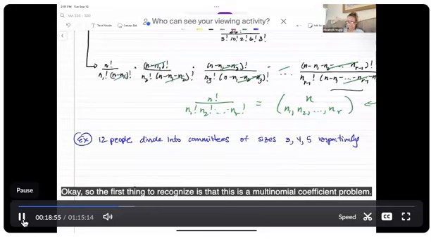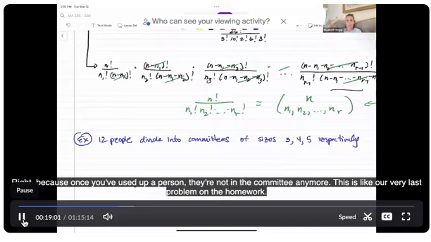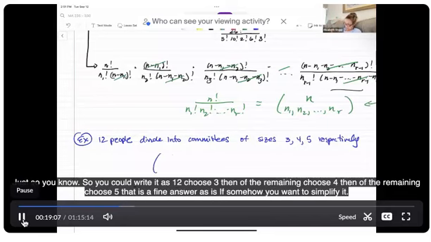Okay, so the first thing to recognize is that this is a multinomial coefficient problem, right? Because once you've used up a person, they're not in the committee anymore. This is like our very last problem on the homework, just so you know. So you could write it as 12 choose 3, then of the remaining choose 4, then of the remaining choose 5. That is a fine answer as is. If somehow you want to simplify it, do that. Okay?